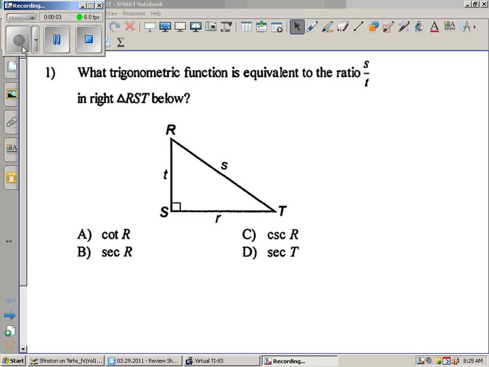So here we go. Question number one, real easy. All I'm asking you to do is pick out the ratios. Which trigonometric function is equivalent to s over t?